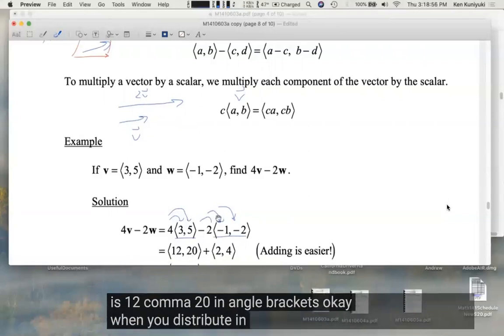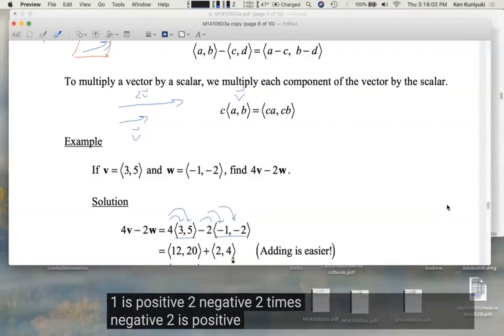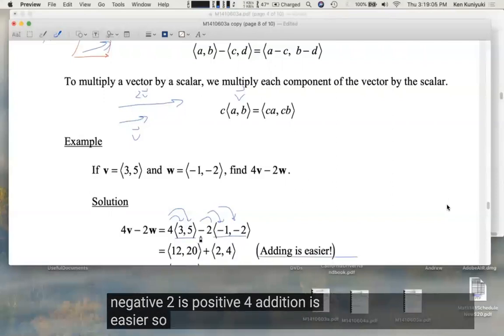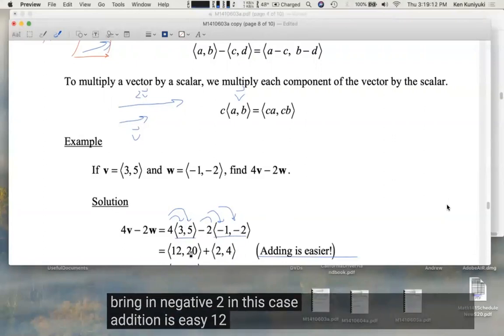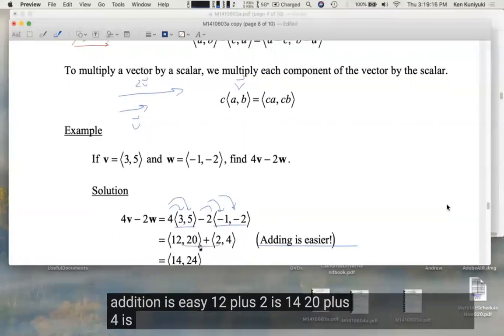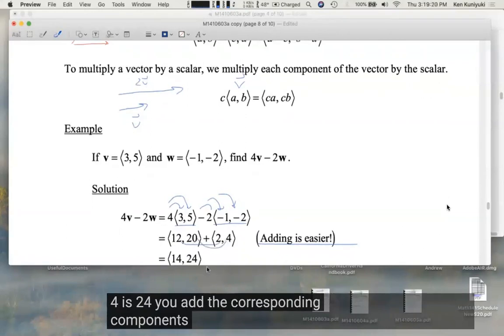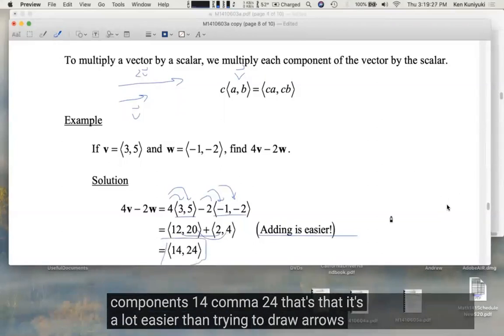Okay. When you distribute in the negative 2, we get plus negative 2 times negative 1 is positive 2. Negative 2 times negative 2 is positive 4. Addition is easier. So if you have a minus sign here, bring in negative 2 in this case. Addition is easy. 12 plus 2 is 14. 20 plus 4 is 24. You add the corresponding components. 14 comma 24. That's that. It's a lot easier than trying to draw arrows.